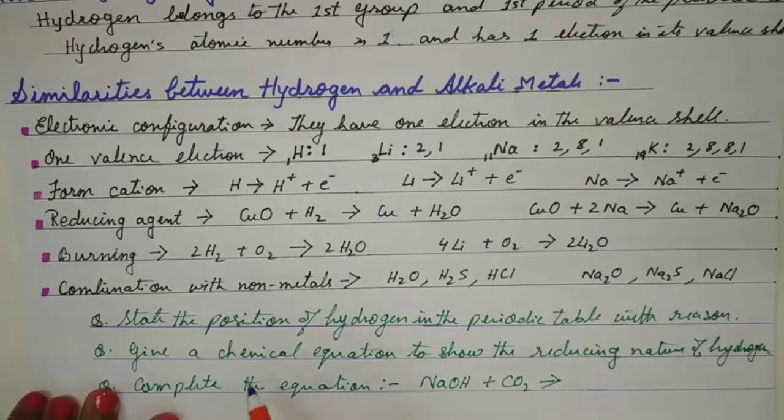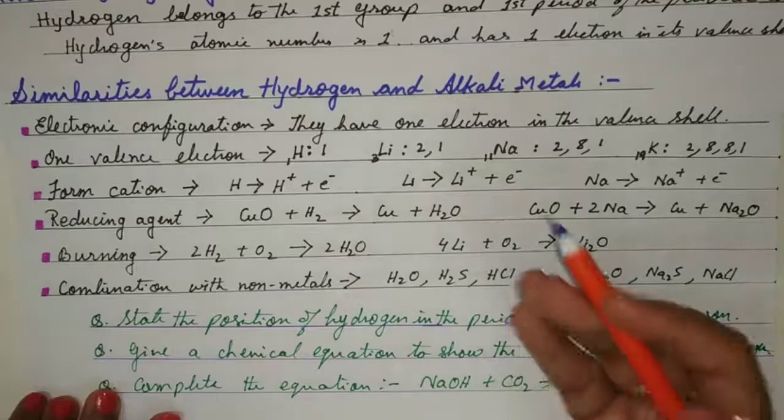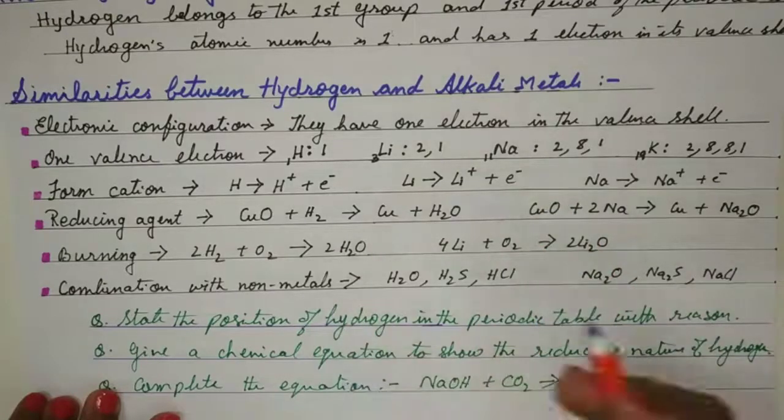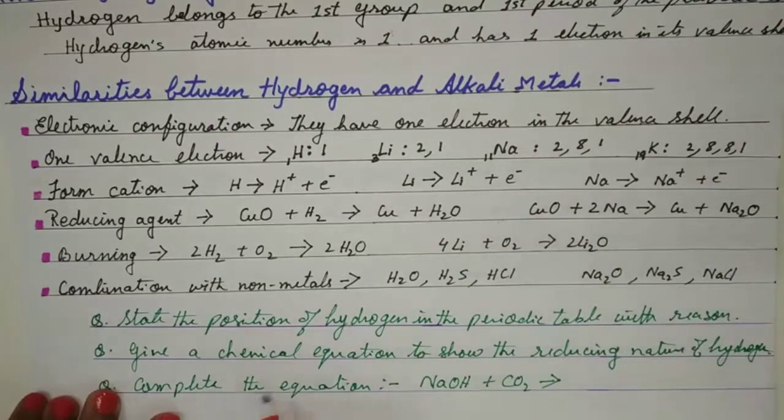So there are some questions which you can try answering. State the position of hydrogen in the periodic table with reason. Why are we putting hydrogen in the first period and first group? Then give a chemical reaction to show the reducing nature of hydrogen. This is a very important question which is generally asked. And then there are questions like complete the equation.